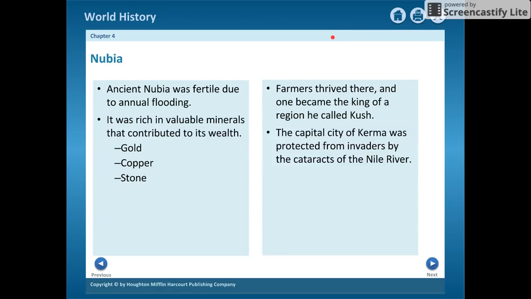Farmers thrived there, and one became the king of a region he called Kush. The capital city of Kerma was protected from invaders by the cataracts of the Nile River. And those are those red little dashes I just showed you on the map. The cataracts were like small rapids or little waterfalls that made it difficult to travel the Nile in that area. So it protected them as well.